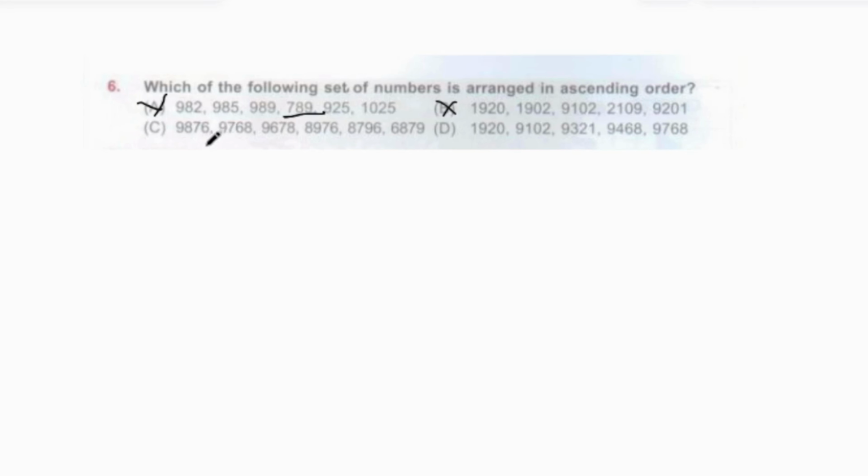Now let's go to option C. In option C, the first number is 9876. The second number is 9768. If you observe option C, you will find it's not in ascending order. It's actually in descending order. So we can rule out option C as well. And we'll be left with the right answer, option D. So this way you will be able to save a lot of time. Instead of writing each of the options in ascending order and then finding out the correct answer, you can eliminate the wrong answers and find the right answer.